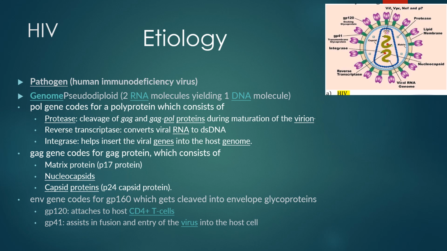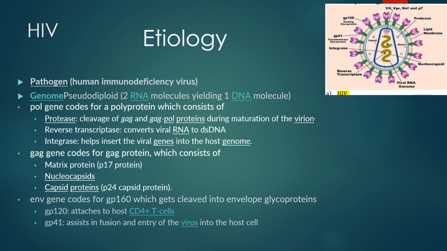This protein, P24, is also very important. And the Env gene codes for GP160, which can be cleaved into the envelope glycoproteins GP120 and GP41. GP120 attaches to host CD4 plus T cells, and GP41 assists in the fusion and entry of the virus into the host cell. So we have three genes: the Pol gene, the Gag gene, and the Env gene.